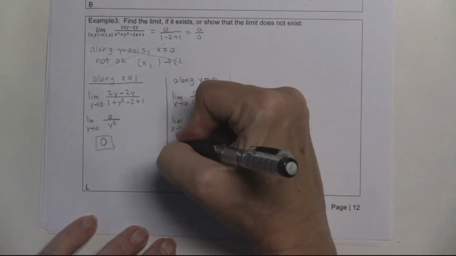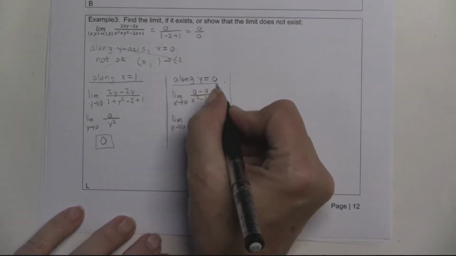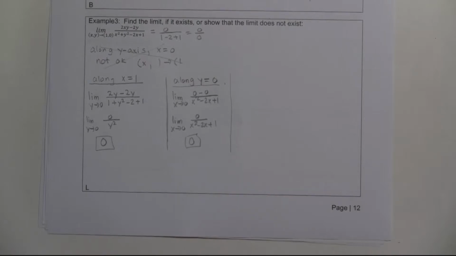I've gotten no information, even though I've done 2 things. So trying another path will only be helpful if the other path yields something different than 0. Then I'll be able to say the limit doesn't exist, because the limit is different along 2 paths. So it's not helpful unless it gives me something different.